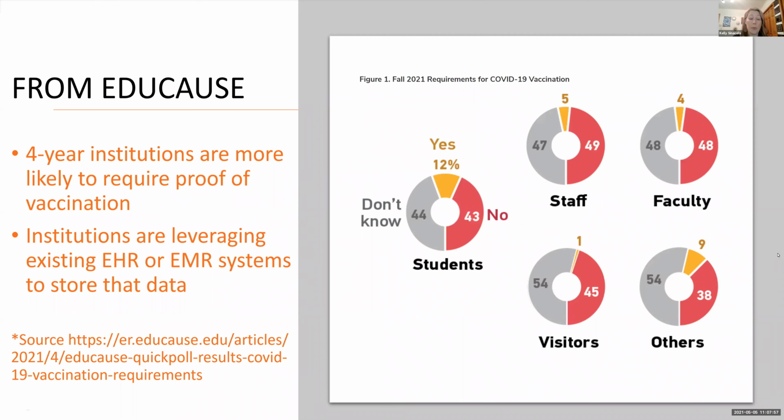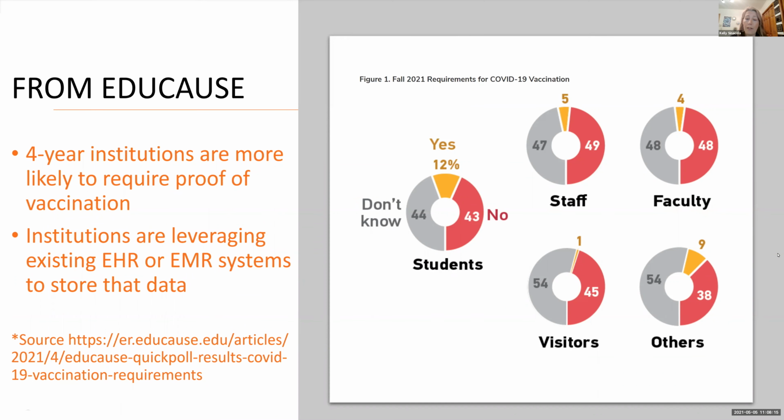EDUCAUSE recently did a survey, just last month. It was one of their quick poll surveys, held over April 20th and 21st and then released on April 23rd, I believe. It showed that four-year institutions are more likely to require proof of vaccinations.